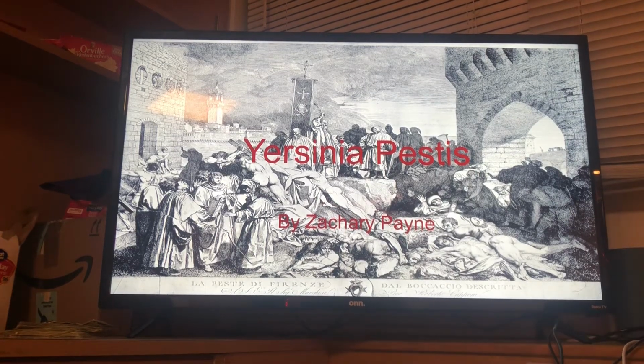Hello, my name is Zach Payne, and I am doing Yersinia pestis for my research project. This is the microbe that has caused the Black Death and multiple other pandemics of the plague in history.